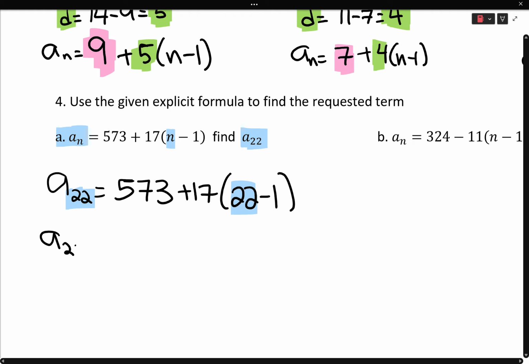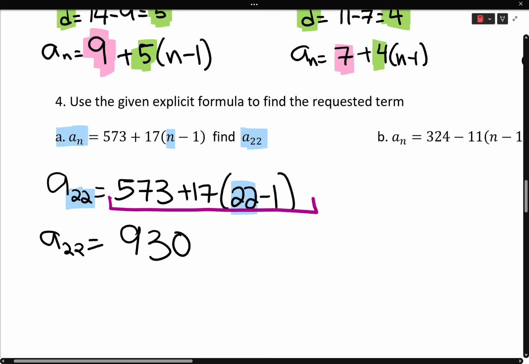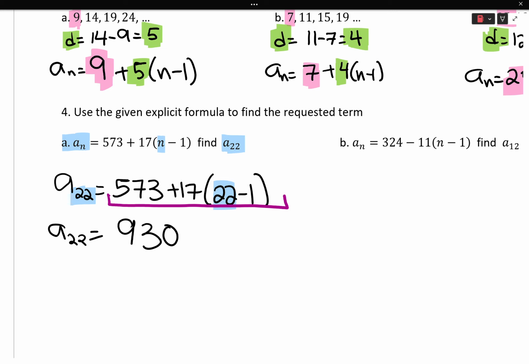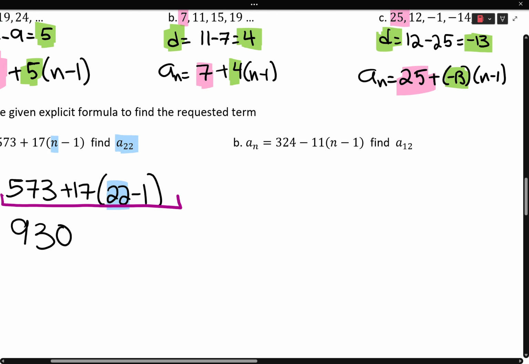So what I did to solve this is I put it in exactly as I saw it. I just put this part into my calculator, and the answer that I got is 930. So the 22nd term is 930. Notice we didn't need to find the 21st term. We would have had to if we used the recursive formula, but not for the explicit. That's why I like it better.